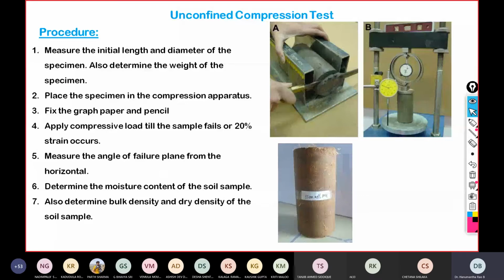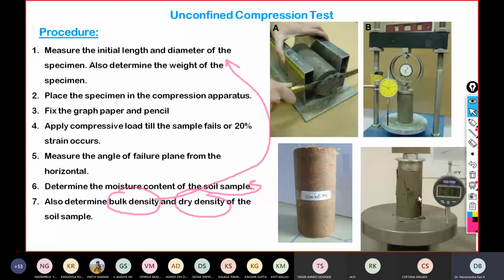Then determine the moisture content of the soil sample. The moisture content determination is required to calculate the dry density, not the bulk density. Now I know the geometry because I initially measured the length and diameter in step 1. I calculate the bulk density from the measurements of step 1. Then step number 6, because for dry density we need the water content of that particular soil sample.